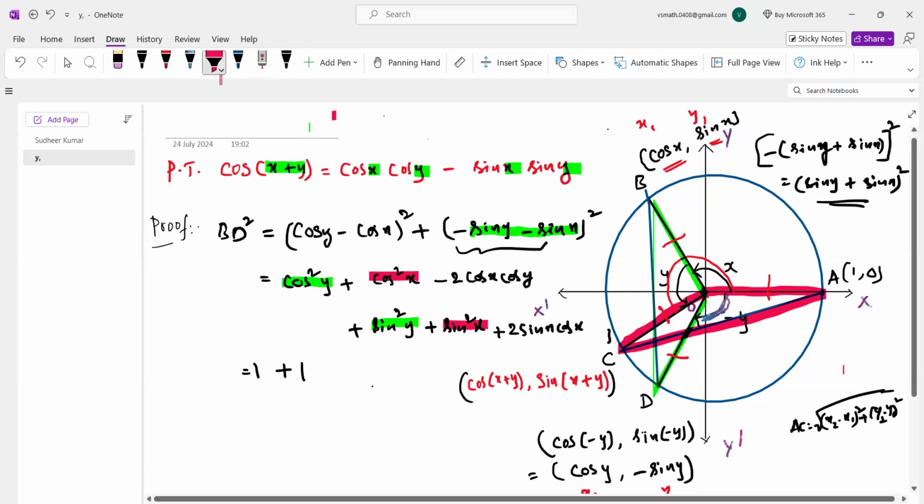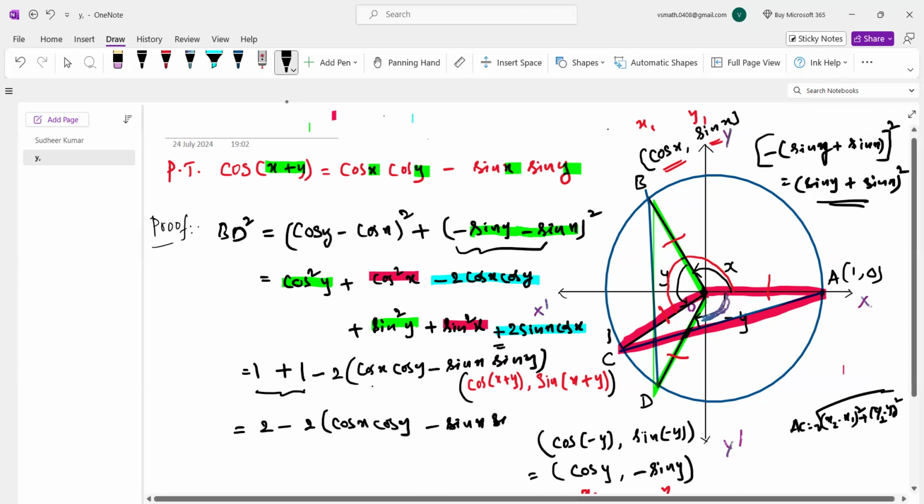Now from these two terms, let's take minus common. Then we get minus 2 times cos x cos y. Minus already took common, so this becomes minus sin x sin y. So if we simplify this, this is 2 minus 2 times (cos x cos y minus sin x sin y). This is the value of BD square.